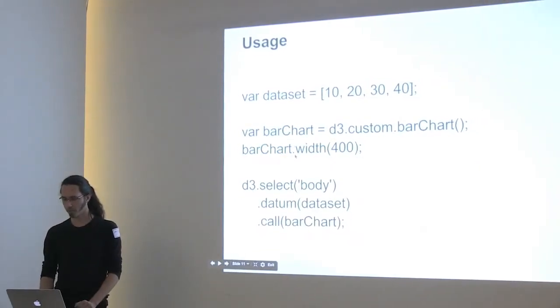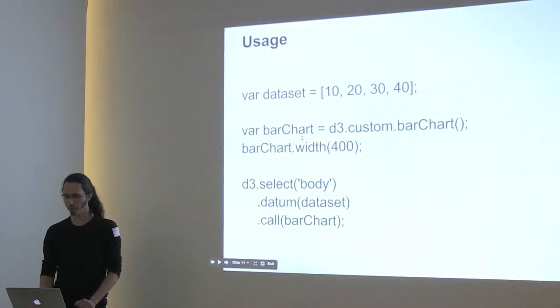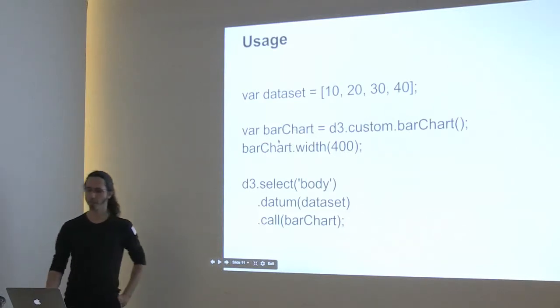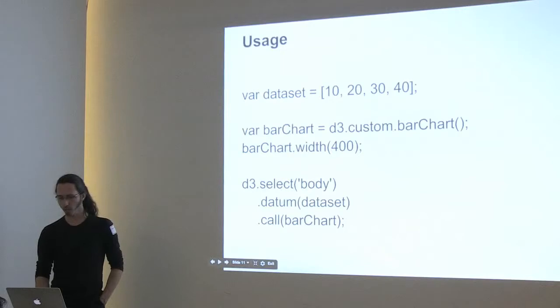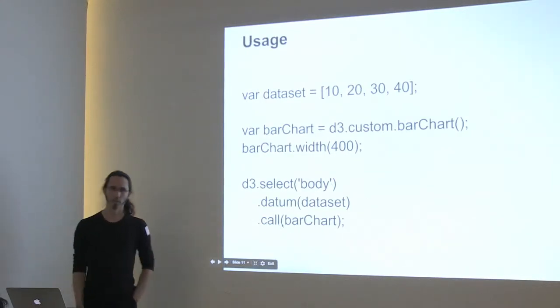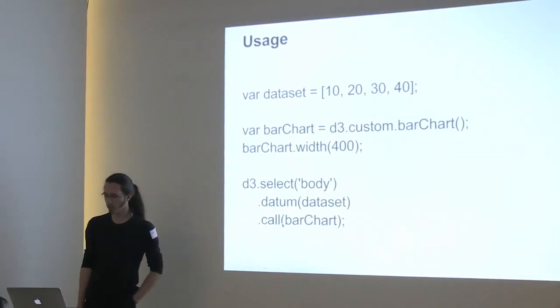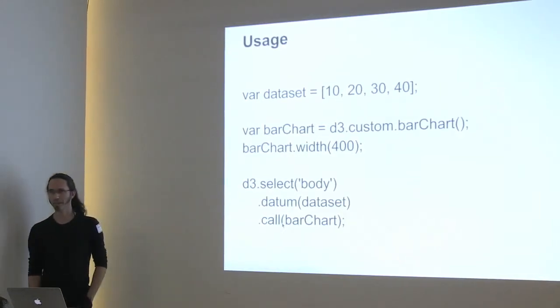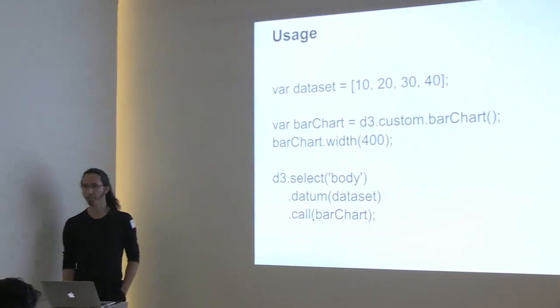And then you can use the getters and setters. So here you use it as a setter. You say, okay, width, I want it to be 400. That's it. So you have a function that is configurable. And then you use it the D3 way. You just select the body, and then you pass your data set, and then you call it. This call thing, you use it when you use axis. So that's the exact same thing.